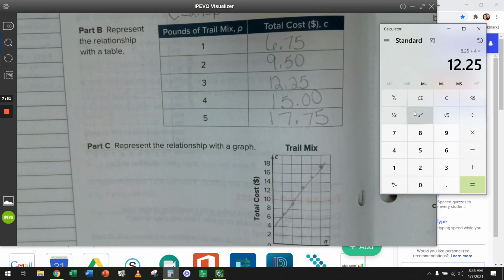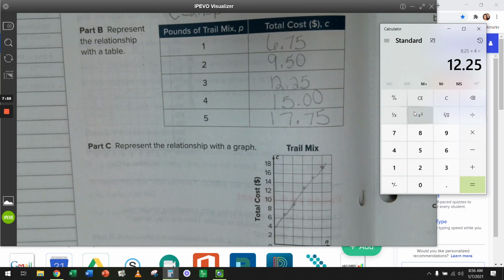So that is it for today's lesson. Pretty simple. You're given one equation and you need to just figure out all the values that would then fill in.